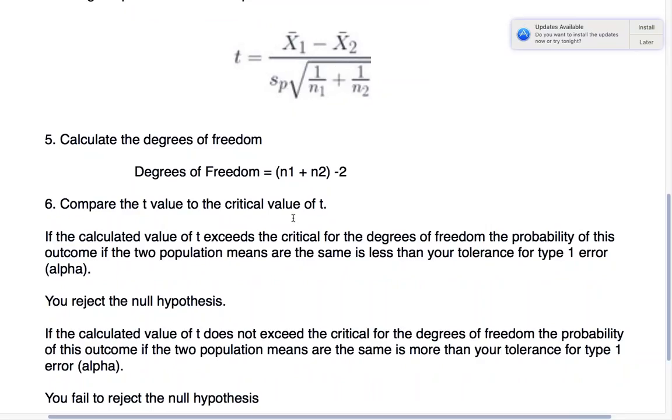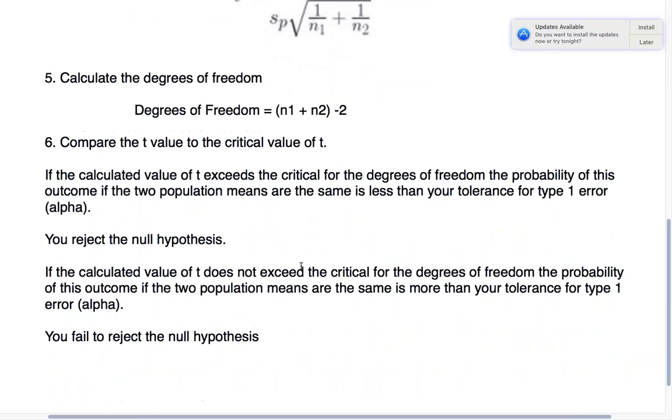Why is the degrees of freedom important to us? Because we're going to calculate a t-score. So we have to know what the degrees of freedom are before we can decide whether or not we exceeded the critical value of t that we need to reject the null hypothesis.